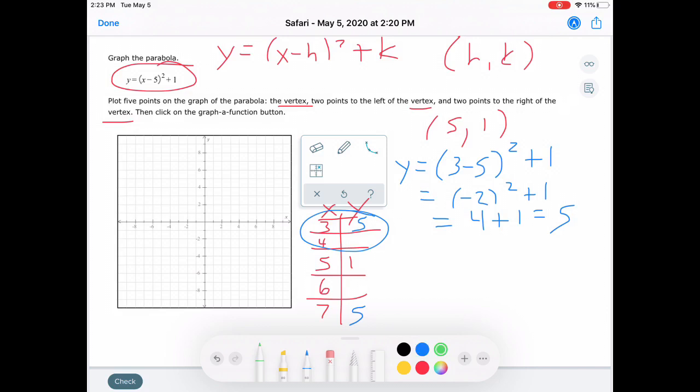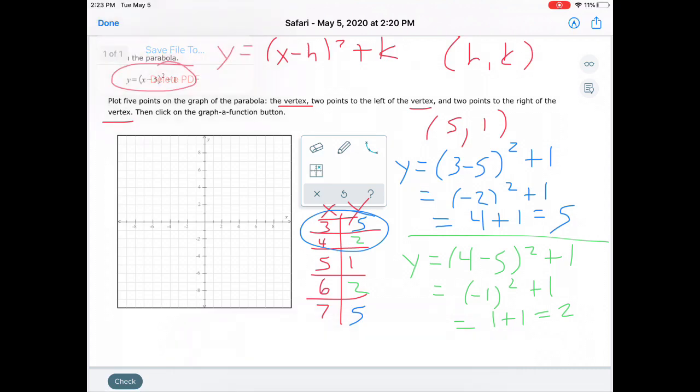And then change colors so we can see the difference. We're going to do the same exact thing, but with 4. 4 minus 5 is -1. -1 squared is 1. So 1 plus 1 equals 2. So we'll have 2 here. Now I'm going to go ahead and write these down because I cannot keep them up on the screen while I use Alex.